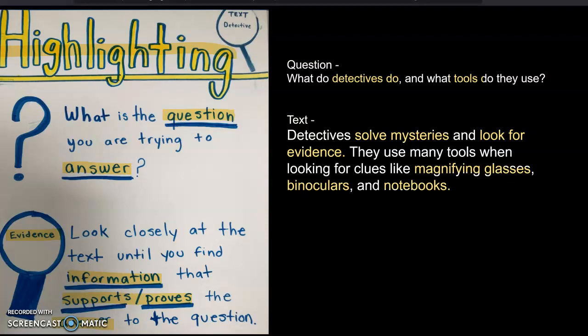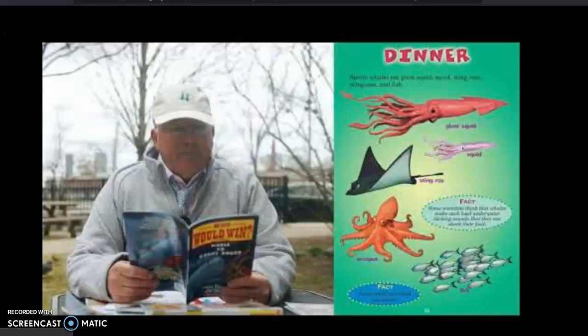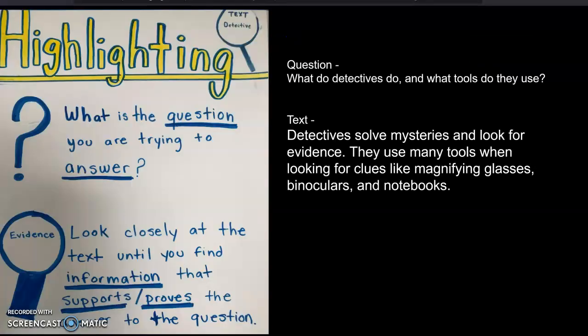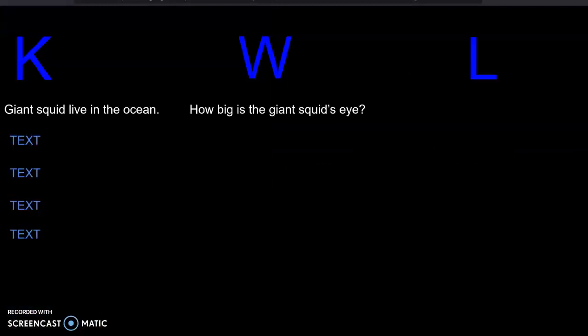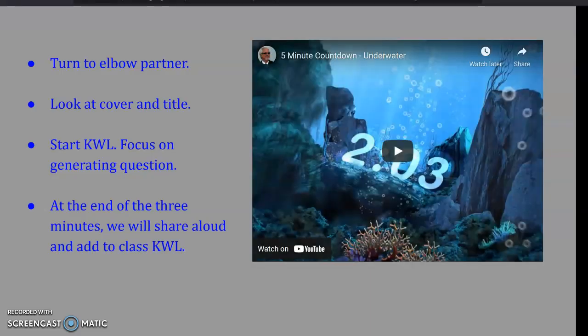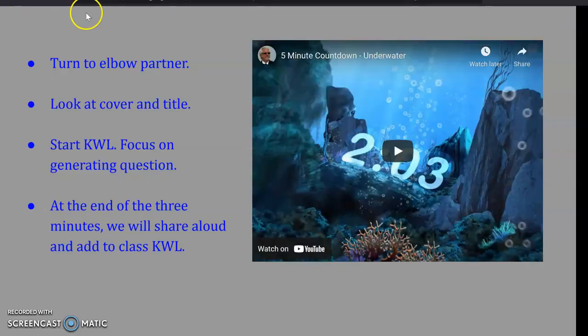Now we're going to move on to making our wanderings. Oops. Let me go back. Excuse me. Okay, so we figured this out. We have to ask a question, and then in the book, we're going to look for evidence by highlighting. We are going to use a KWL chart to look for the evidence in the book.